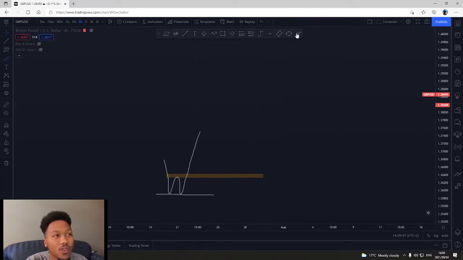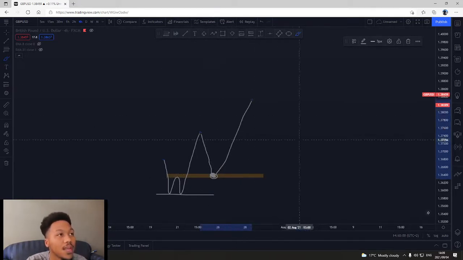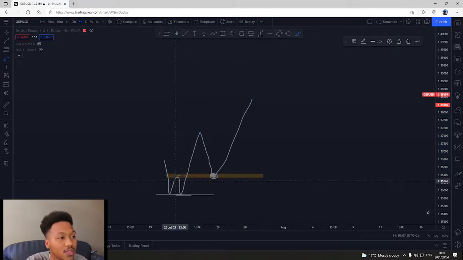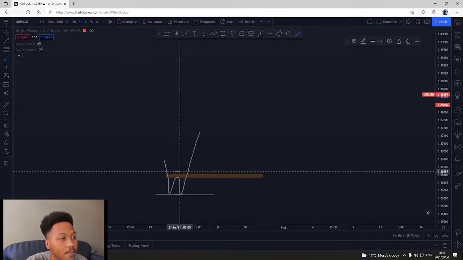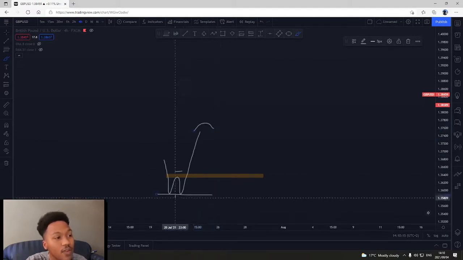So what do we wait for? The psychology of an actual W formation, double bottom formation, we wait for price to come back into the neckline for a potential move towards the upside. Why? Can you see that we have a low, we have a high? Let's look at the highs first. We have a high, we have a high, we're in creation of a higher high over there, we have a low.